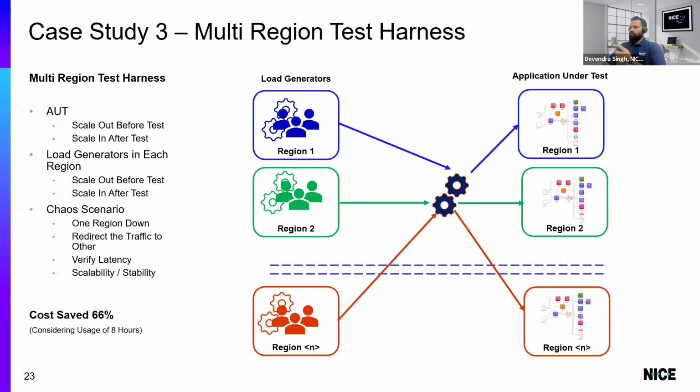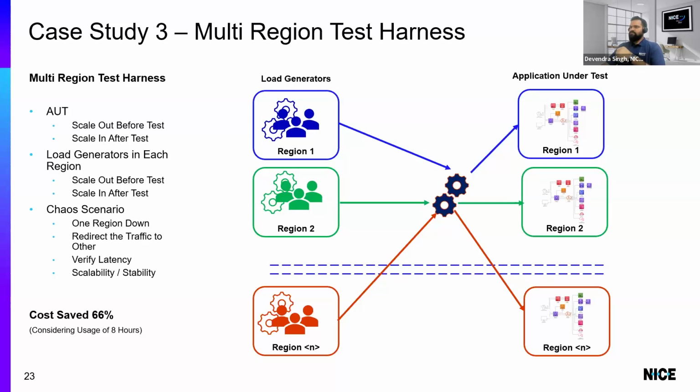So we need to deploy LGs in each of the regions to simulate traffic from corresponding regions. Suppose the region one load generator will send the traffic to the region one application. We will scale up the load generators when we need them before the test, and scale down after the test is complete to optimize cost.